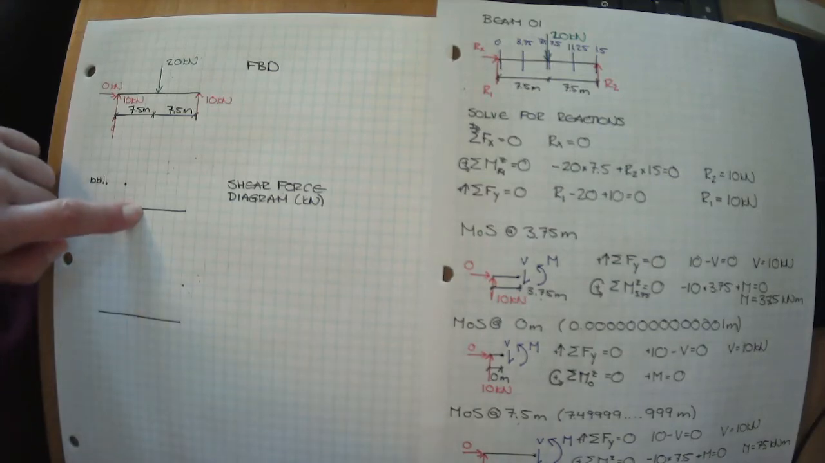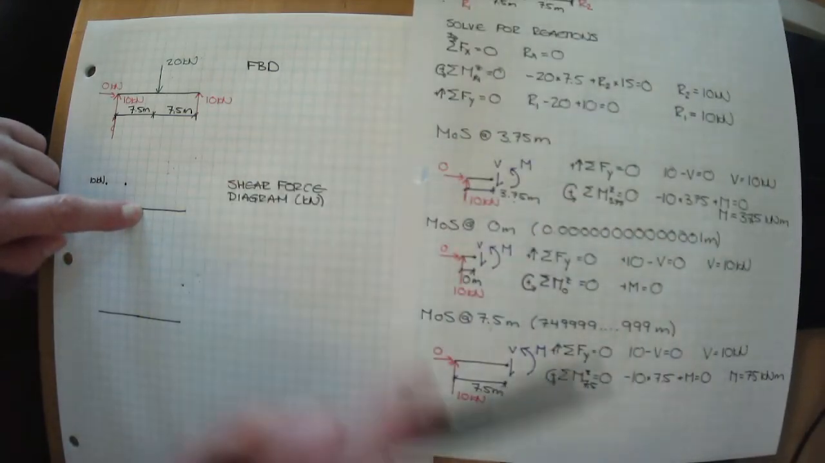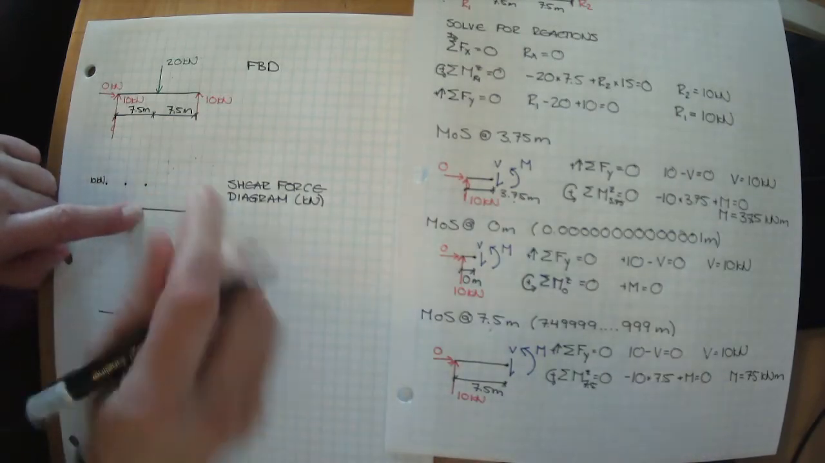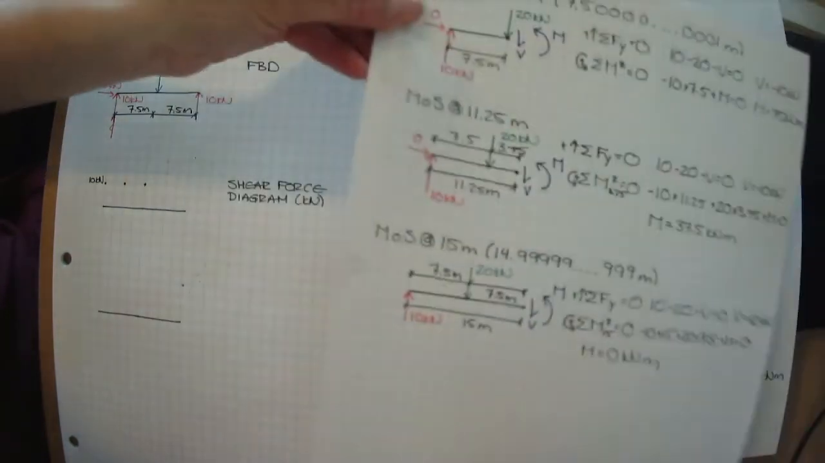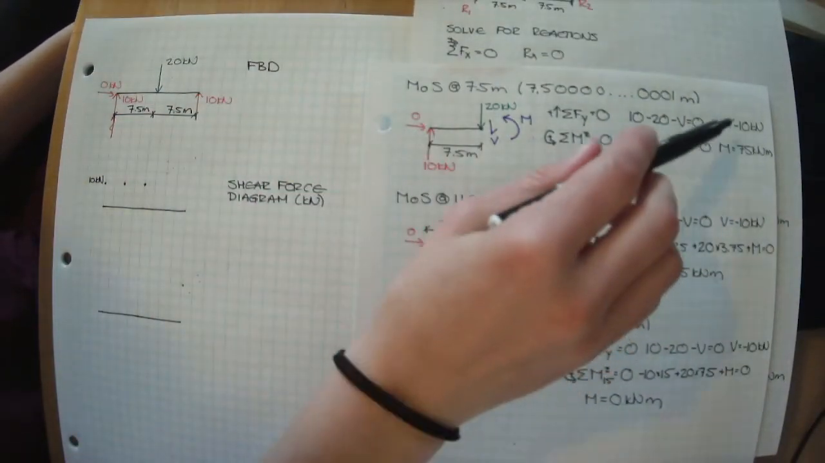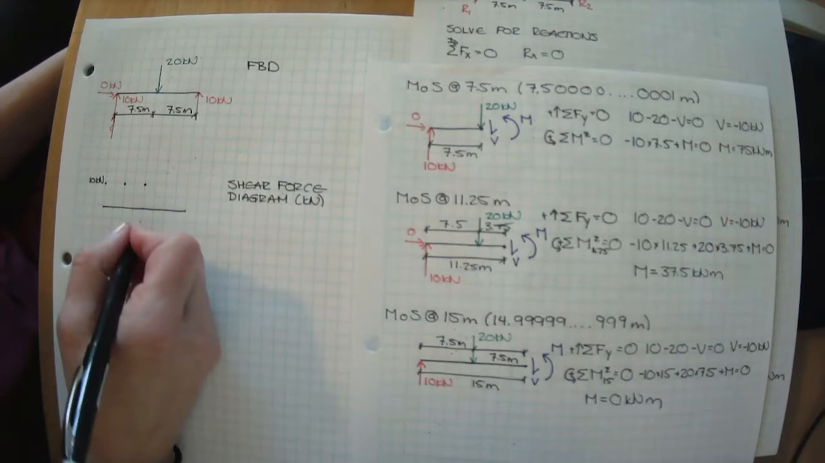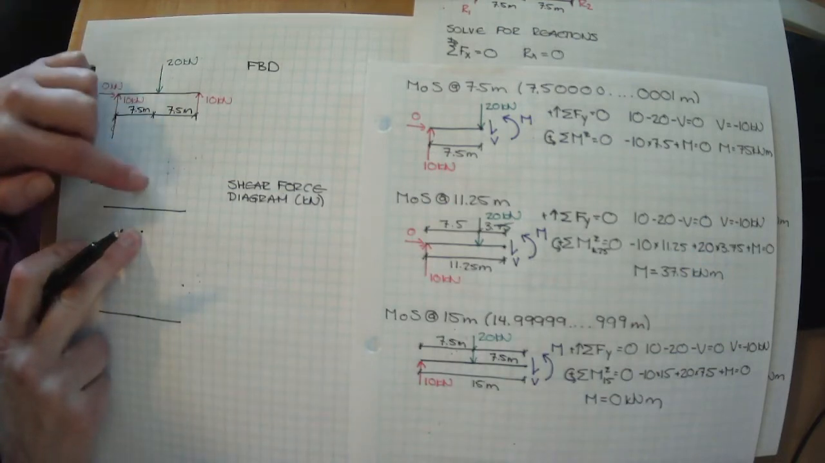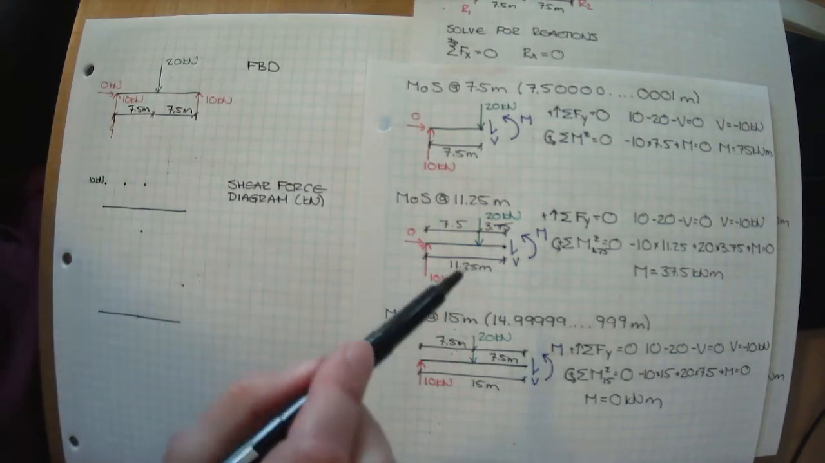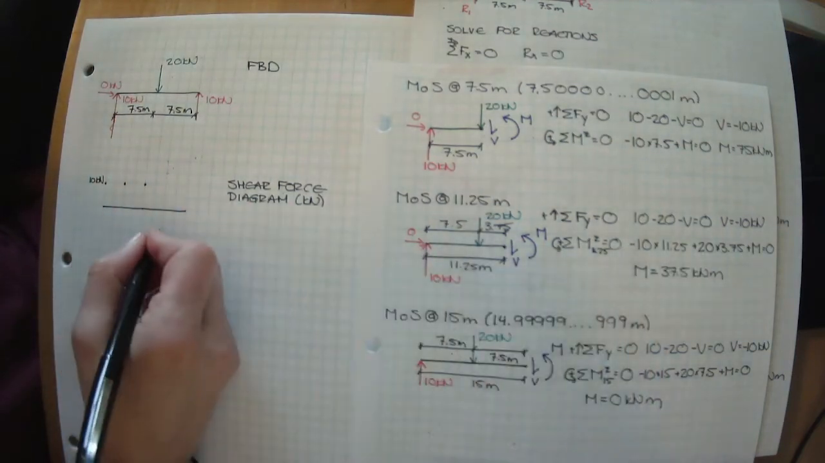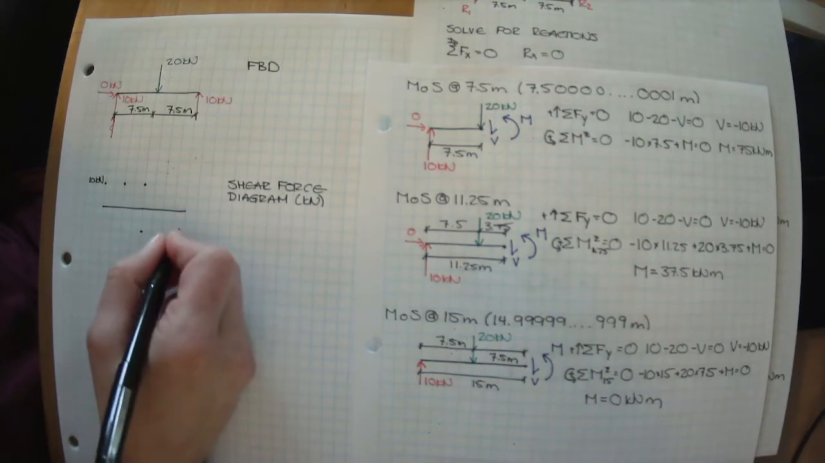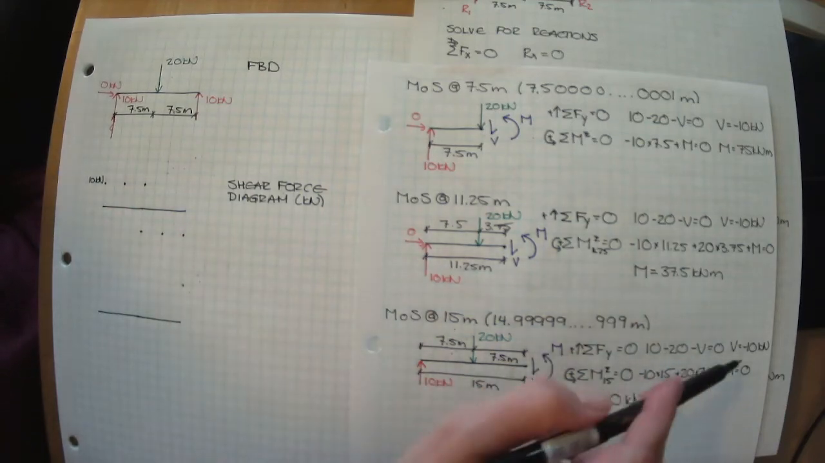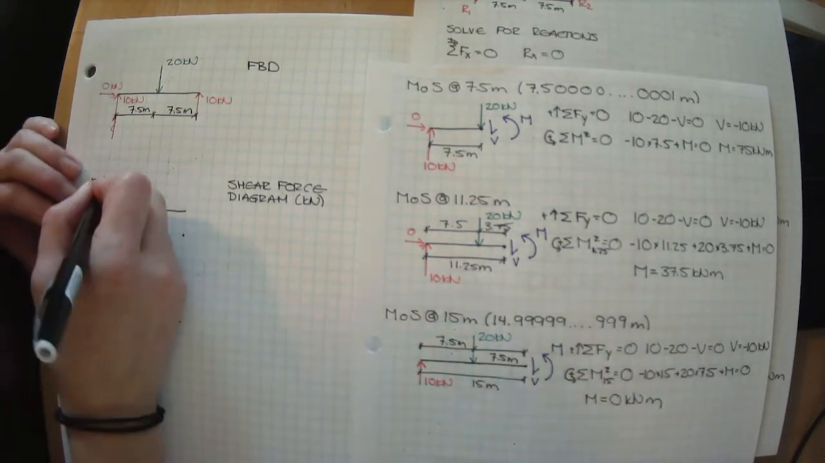At 7.5 meters, we did two things. First, we solved for it, and we found that it was 10 kilonewtons. And then right where they applied the 20 kilonewtons, it then switched to minus 10 kilonewtons. Look at that jump. It's exactly 20 kilonewtons. And then at 11.5, we found it was at minus 10 kilonewtons. And at 15 meters, we found it was minus 10 kilonewtons.